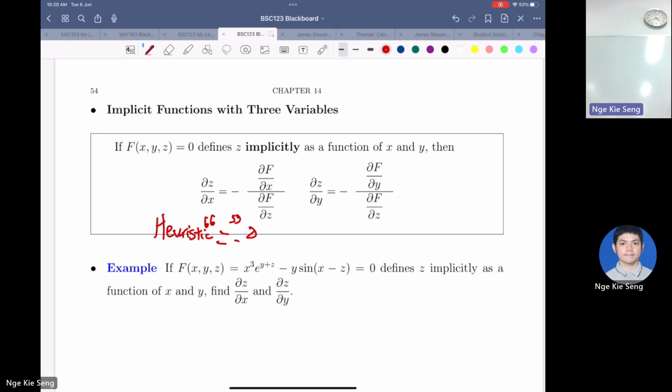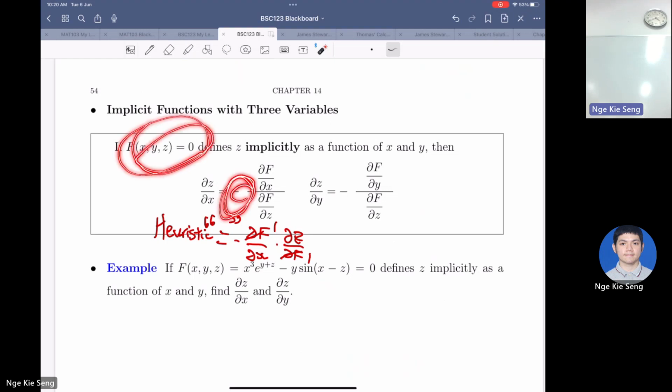Heuristic meaning maybe it's not quite true, but it has always worked when we do computation. So if you treat this as a fraction, you will cancel out the del f where you get del z over del x. But make sure you remember there's an extra sign here because of the equation. The equation here will introduce the extra sign.